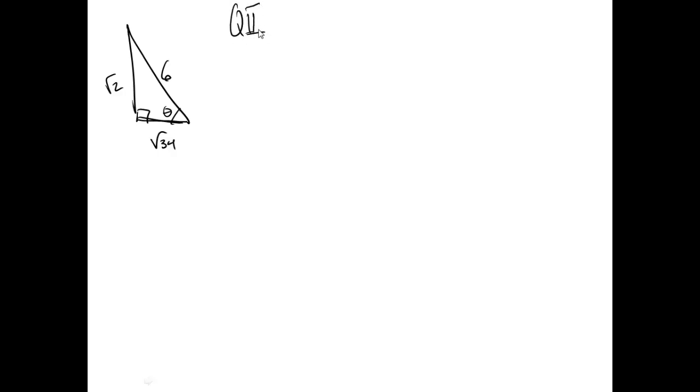So we know we're in quadrant 2. Let me write that a little better. Alright, so we know that we're in quadrant 2. And that tells us that only sine and cosecant are positive. Right? Everything else should be negative.